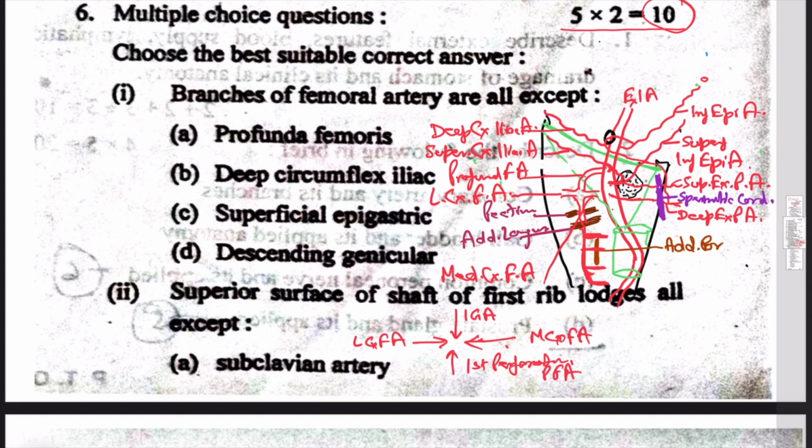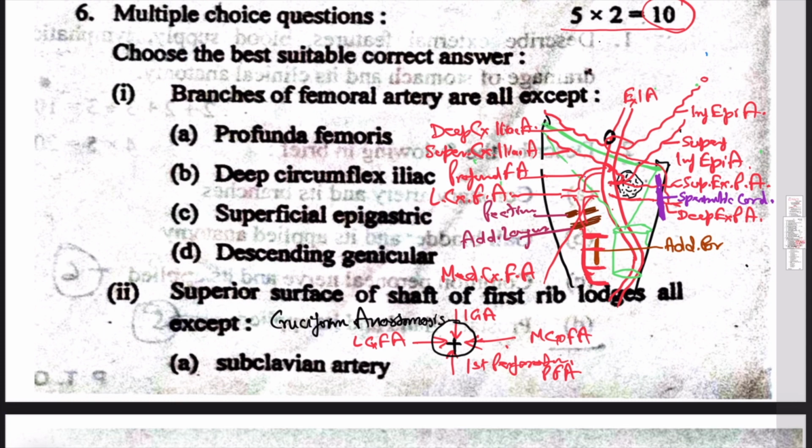What are they going to form there? They're going to form a cruciform thing, right? This cruciform thing in the back of thigh is called cruciform anastomosis, at the back of thigh. Got it? Now the four branches forming this.